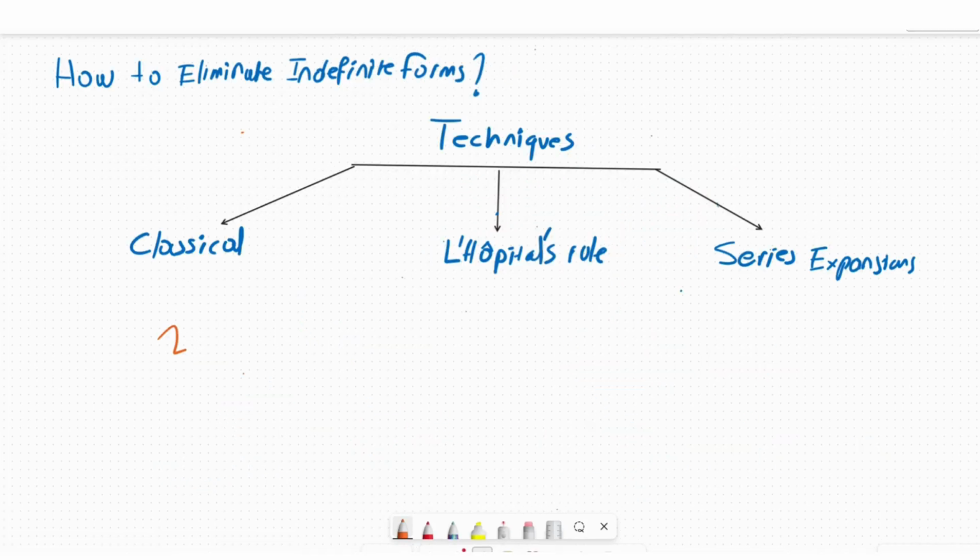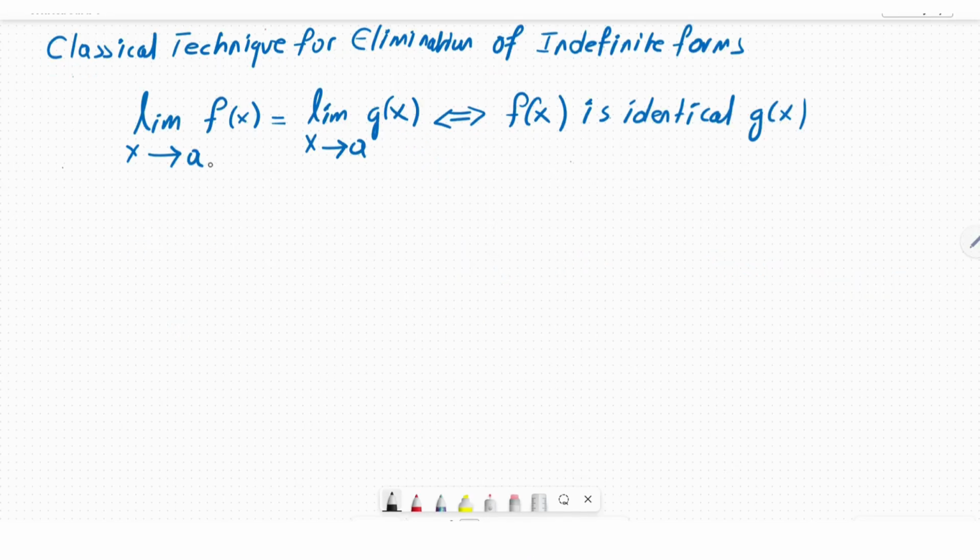Now briefly let's talk about elimination techniques. The first one, classical one, based on identity relation. Second one, L'Hopital's rule, based on derivative topic. And the final one, series expansion. In the classical technique, we use the following rules. Let's explain this rule with some basic examples.